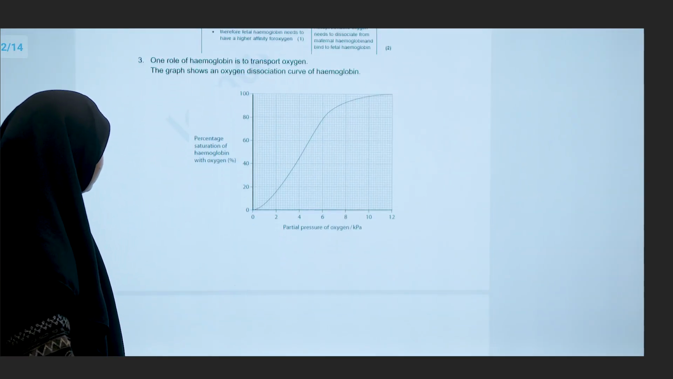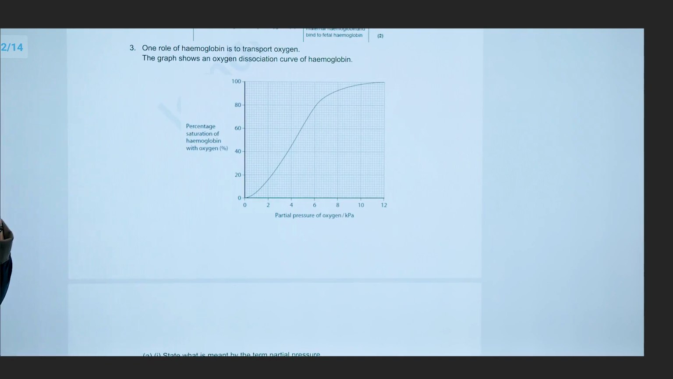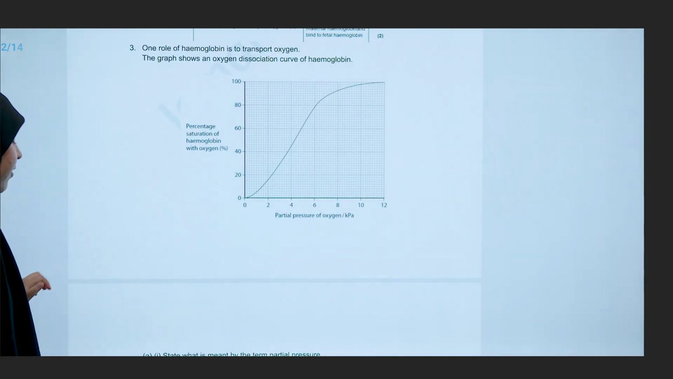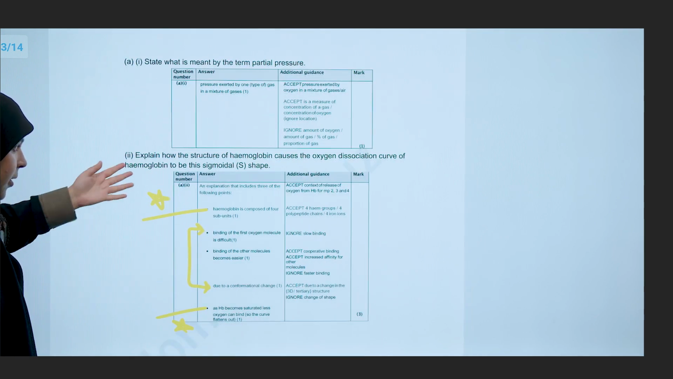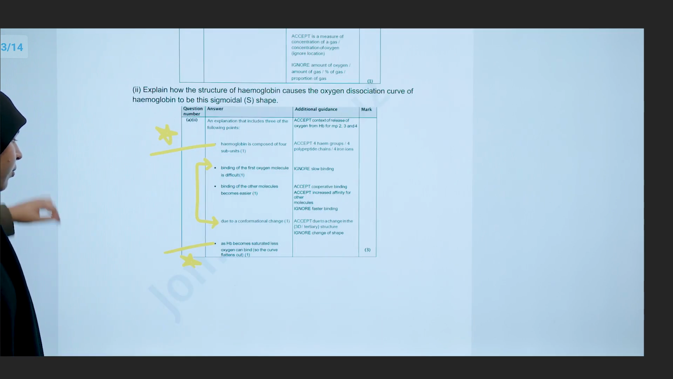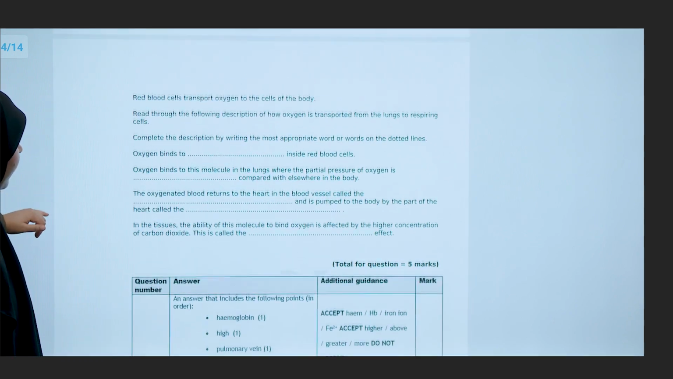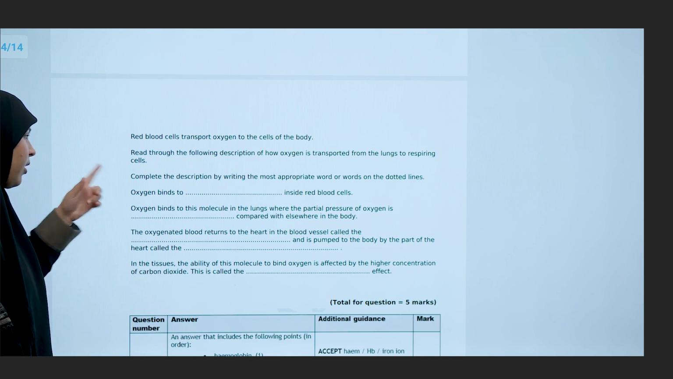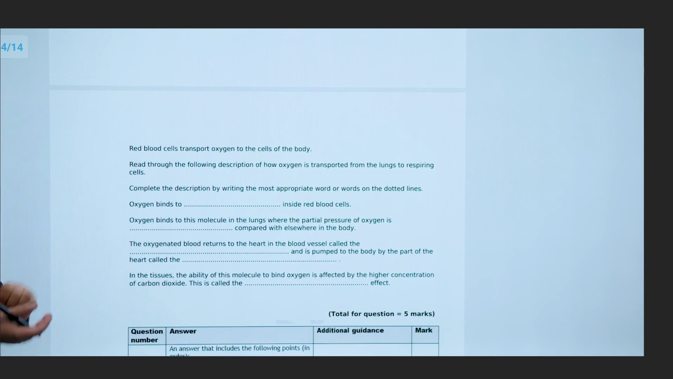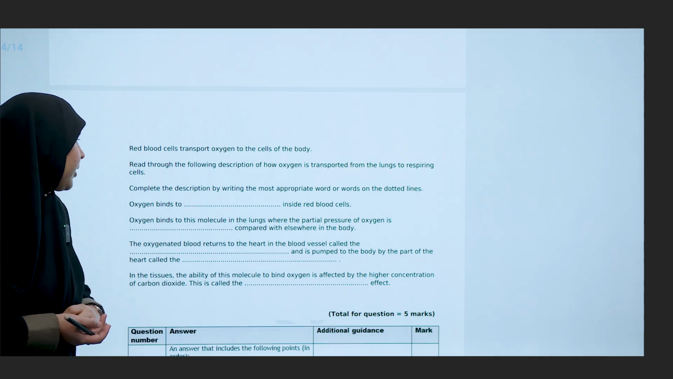Now let's get into this question. One role of hemoglobin is to transport oxygen, and here we have the graph. What is meant by the term partial pressure, and we talked about why we have a sigmoid shape. We already went over this. Red blood cells transport oxygen. This was, I think, January 2024. Red blood cells transport oxygen to the cells of the body.